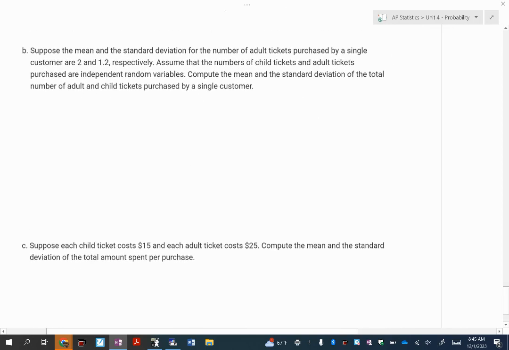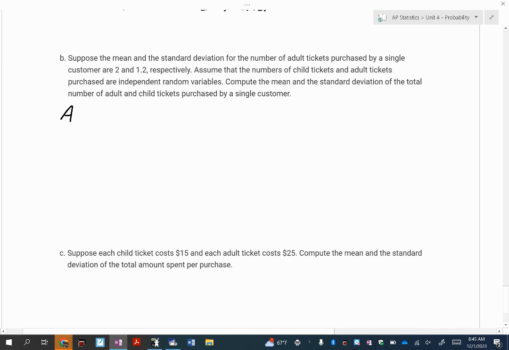Now it's asking if we include another random variable for the number of adult tickets. So I'm going to call this random variable A for adult tickets. It tells us the mean or expected value of the number of adult tickets purchased by a single customer. It says it's 2 tickets. What does it say the standard deviation for the number of tickets purchased by a single customer for adults is? 1.2 tickets. All I'm doing is taking the words and writing out what they're giving me.